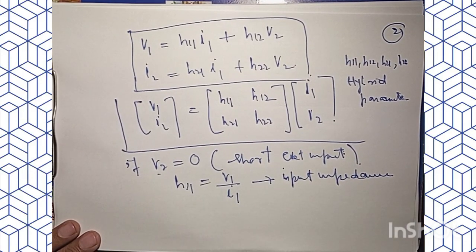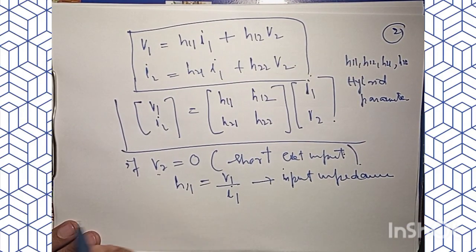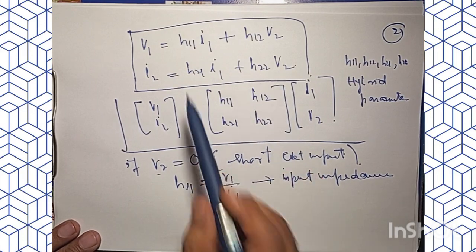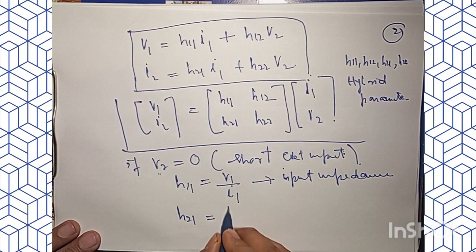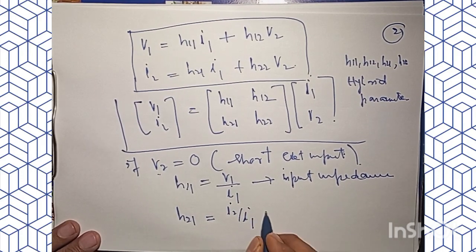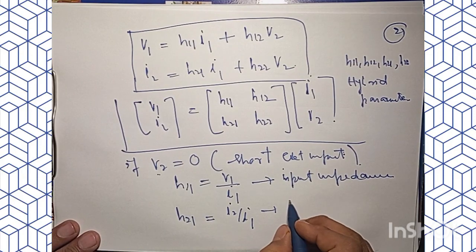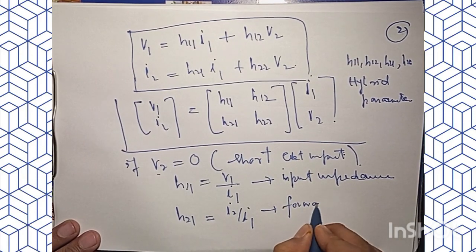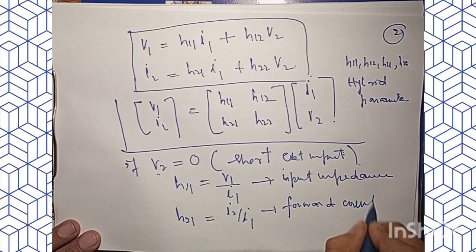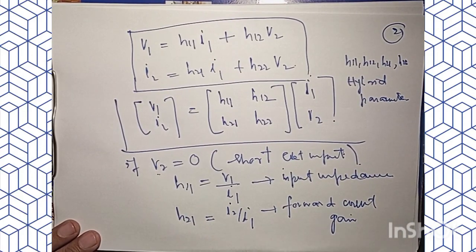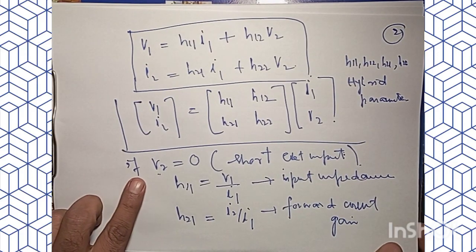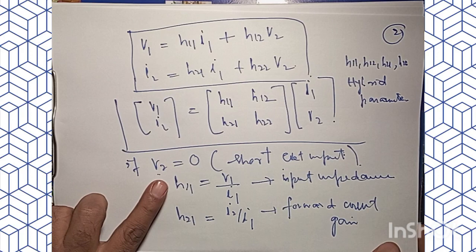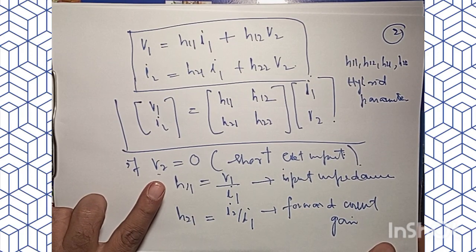All right. I would use the same condition, and I will be able to get H21. So in this case, I will get H21 equal to I2 by I1. Now what is it? This is called forward current gain. Clear? So we have used the condition V2 is equal to 0. So in this case, we have the short circuit input impedance, right?